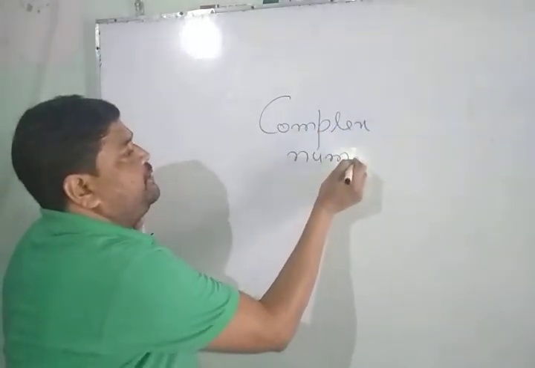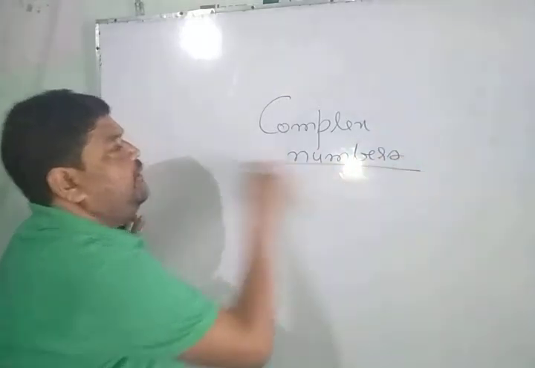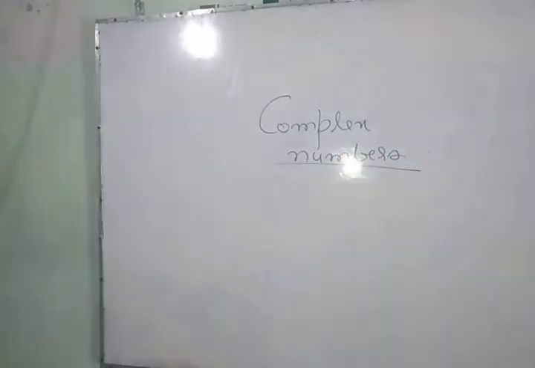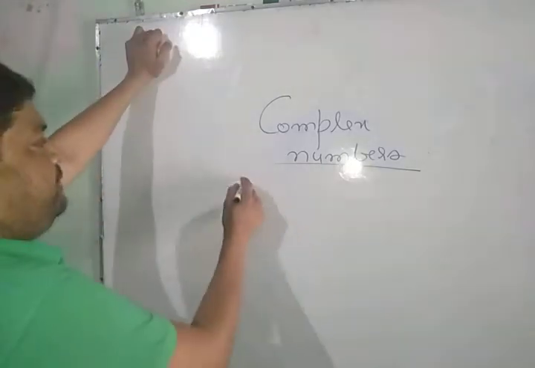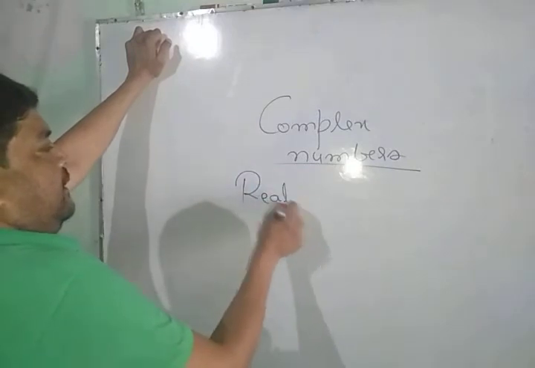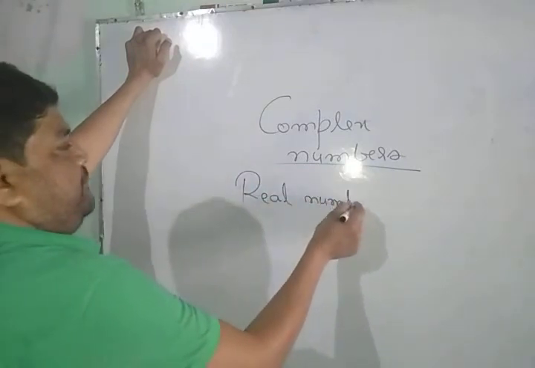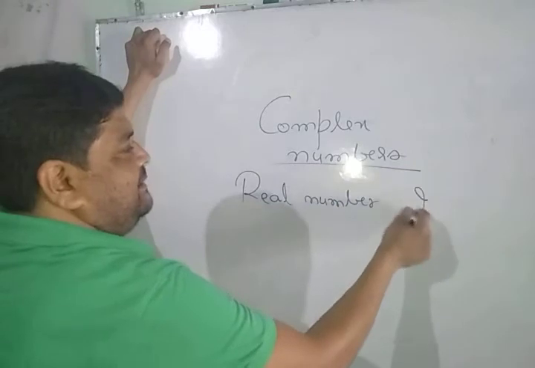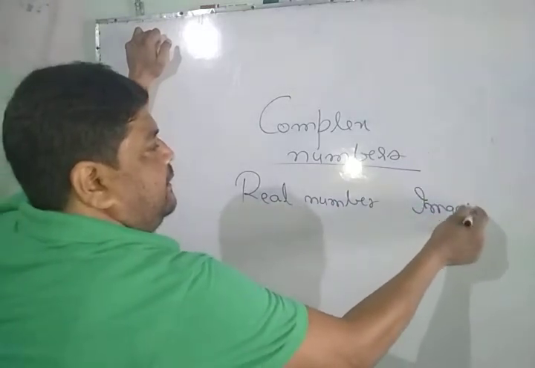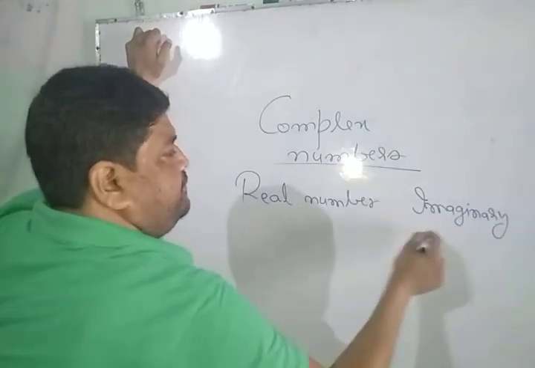Today we are going to discuss complex numbers. As we know very well, there are two types of quantities in this world. First one is real number, second one is imaginary number.